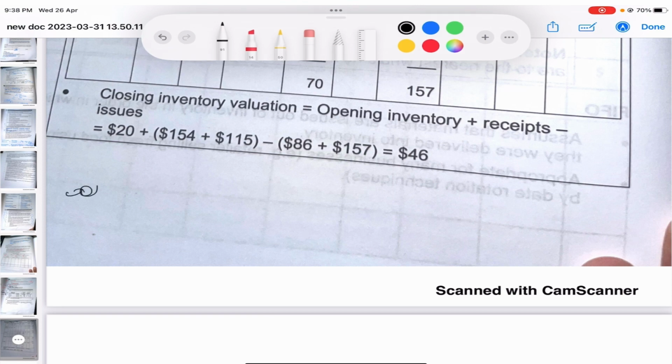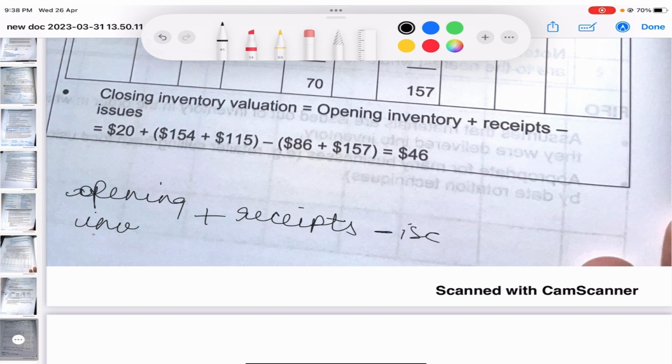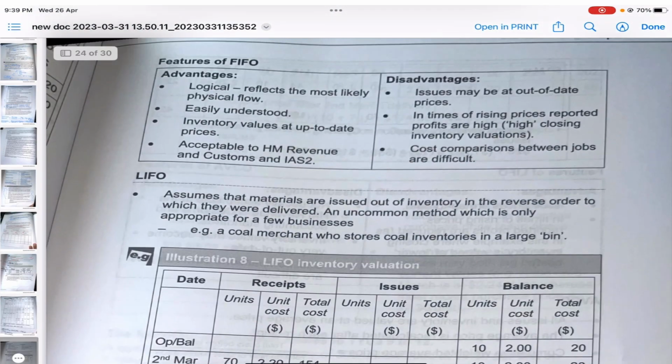My closing inventory will be my opening inventory, and whatever new I have purchased, so that is my receipts, that was my net purchases, recall that. And I'm going to minus the issues or minus the sales, so it's minusing whatever I've issued. So whatever I'll be left with would be my closing inventory. So opening inventory plus receipts minus the issues.